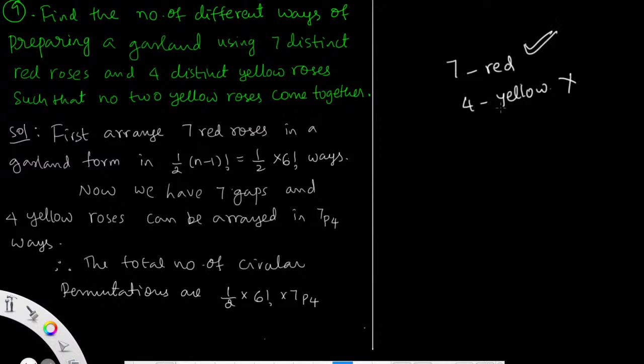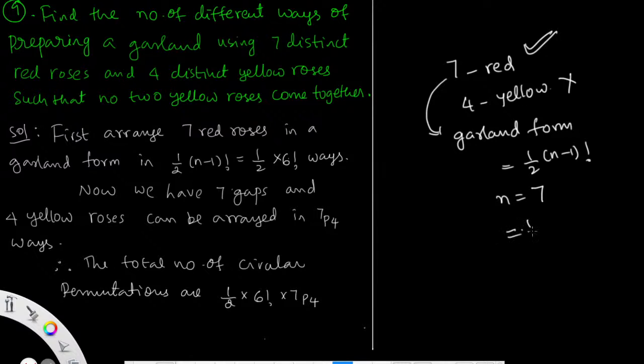So first arrange the 7 red roses in the garland form. If it is circular, it means (n minus 1) factorial. Hanging type means you take half into (n minus 1) factorial, because the anticlockwise and clockwise directions are the same. So the total arrangement will be half into (n minus 1) factorial. Here n equals the number of red roses, which is 7. That is half into 6 factorial ways to arrange the red roses in a garland form.